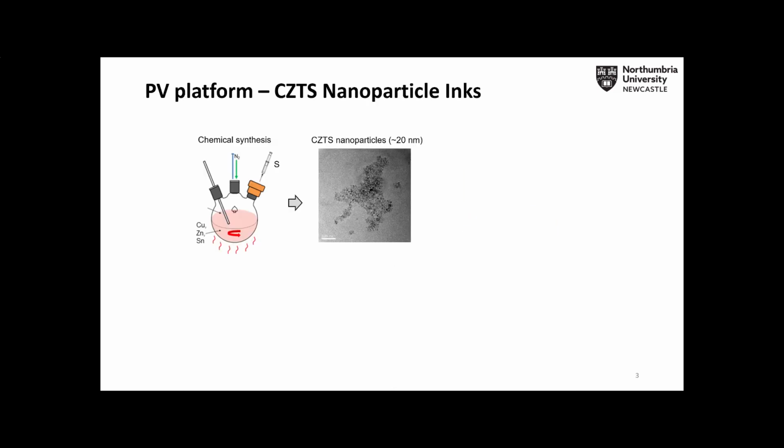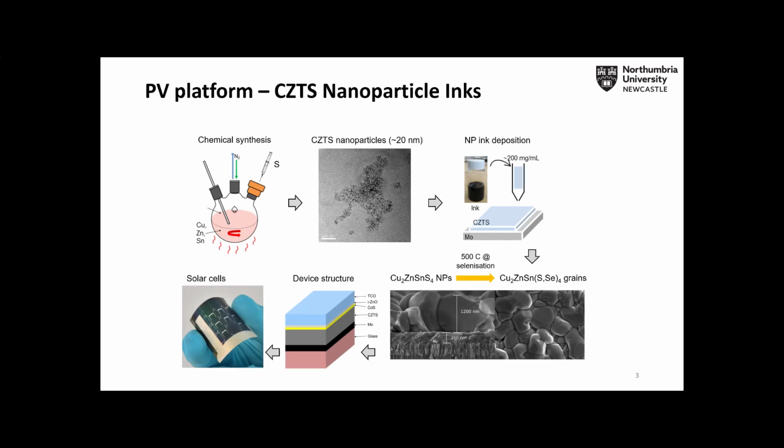So the platform for us is we use nanoparticle inks made from metal salts reacted in solution, and we create small nanoparticles. Those nanoparticles are made of copper, zinc, tin, and sulfur, and the method is called hot injection because that's how we introduce sulfur in our metal salts. Following the production of those nanoparticles, we fabricate inks, which we then deposit on a substrate.